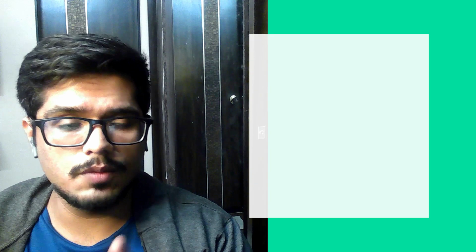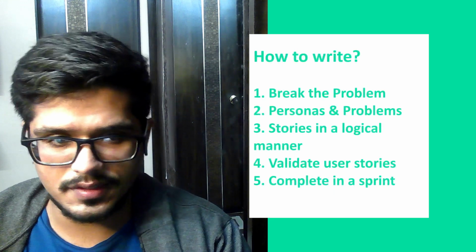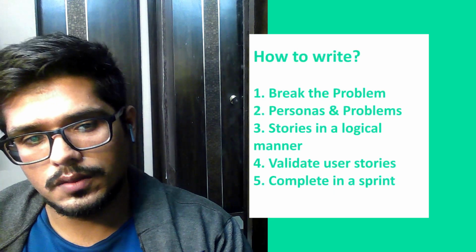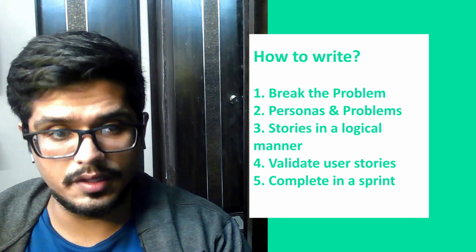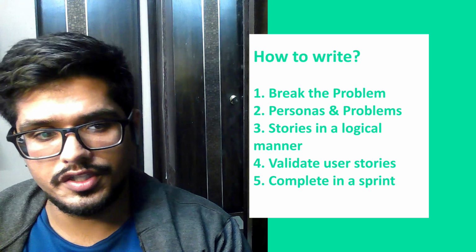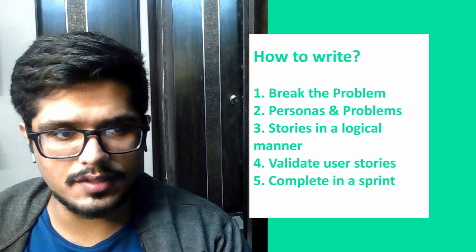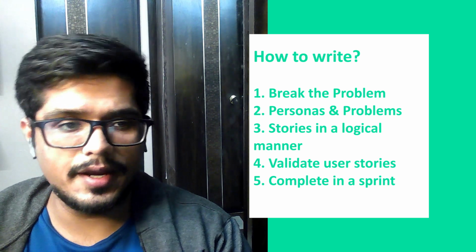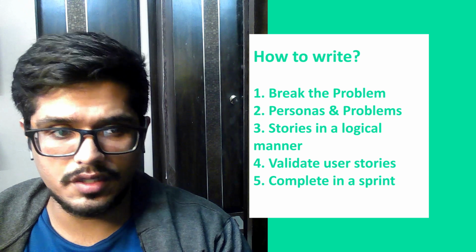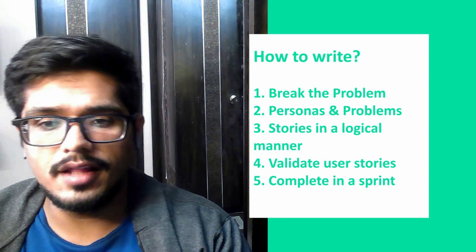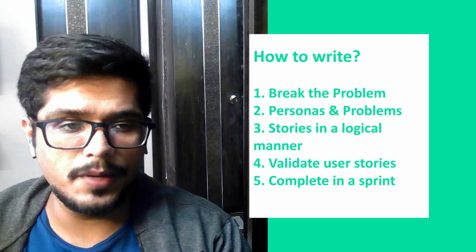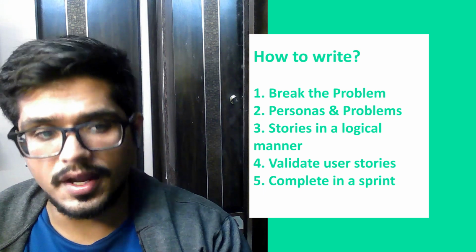Now, how do you write a great user story? First, break customer problems down into tasks and subtasks. Figure out what your personas are and what their problems are and which ones you'd want to solve for them today, and create stories in a logical manner. Once you break all of these tasks down, ensure that you logically arrange each of these stories with respect to their priorities, validate your user stories by speaking to customers, and then finally build stories that you can complete in a sprint.